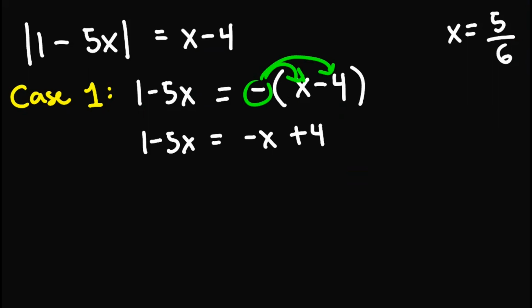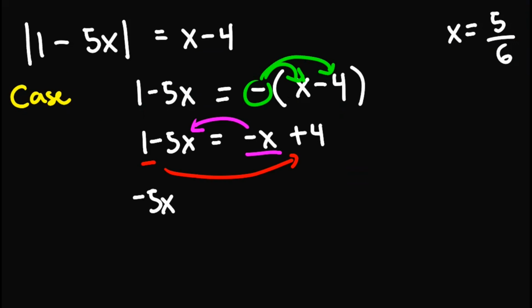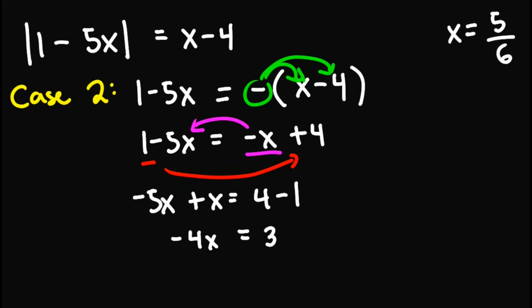Now this is just a linear equation, so we can move this to the left side and then move 1 to the right side to obtain negative 5x, which this is case 2, just to avoid confusion. We've got negative 5x plus x equals 4 minus 1. Simplifying, we've got negative 4x on the left side and 3 on the right side. Then we divide negative 4 both sides to obtain x equals negative 3 over 4.